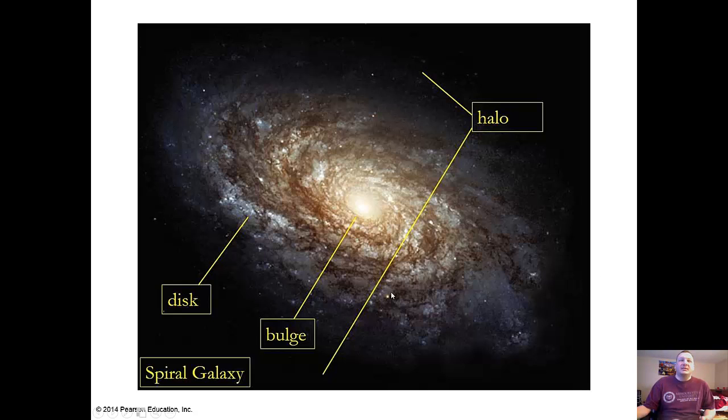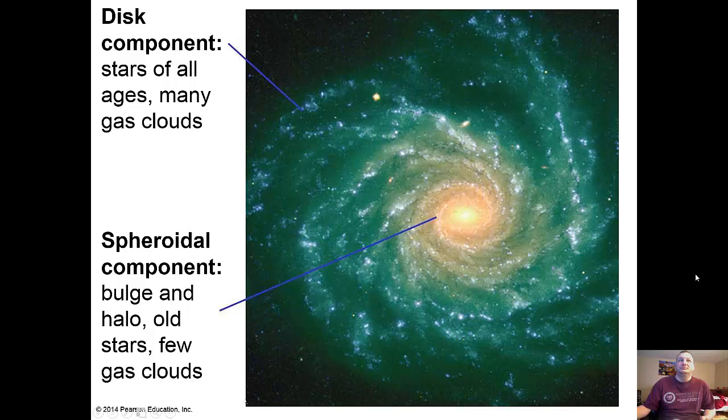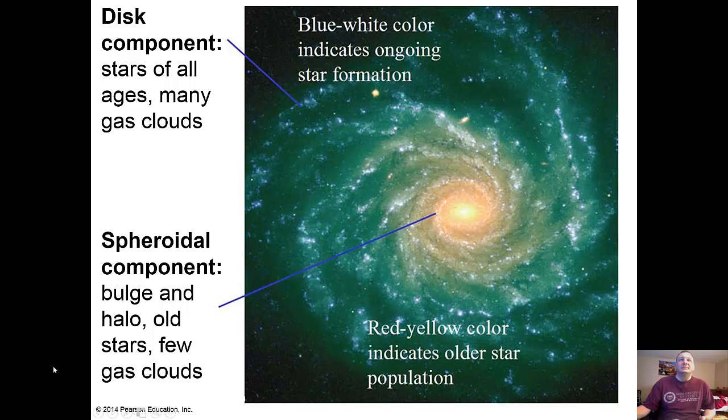So in the spiral galaxy, of course, we have the disk with the gas and dust, the bulge where the black hole is in the middle, and the halo where the globular clusters of the older stars are. In the disk component, we have stars of all ages. Many gas clouds consist here in the dust and gas. And in the spheroidal component of it, we have the bulge and the halo and some old stars and a few gas clouds. The blue-white color indicates ongoing star formation. The red or yellow color indicates older stars here in the middle.